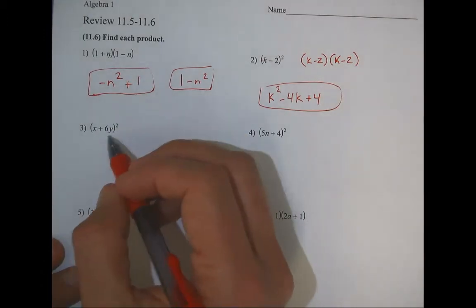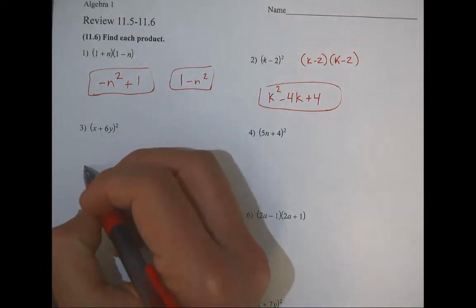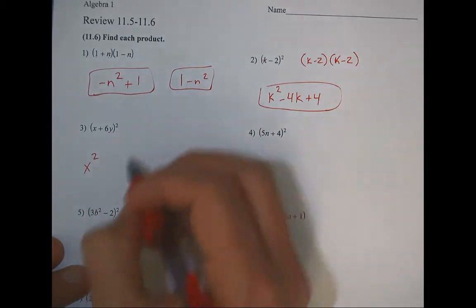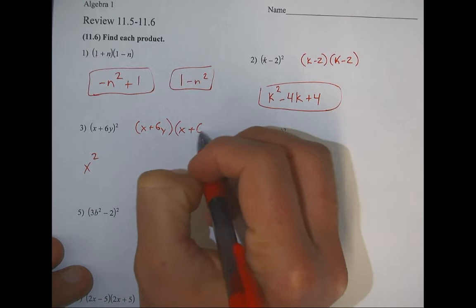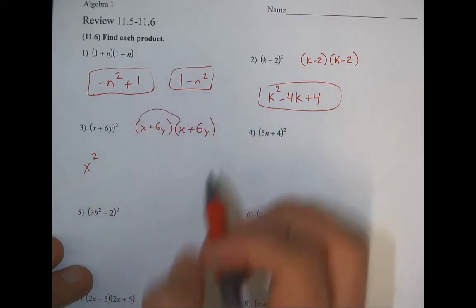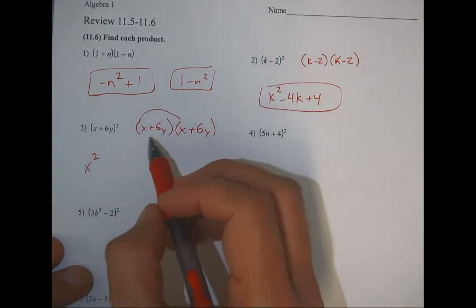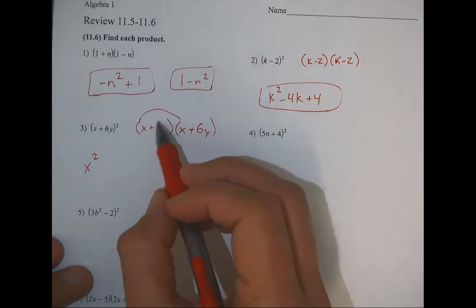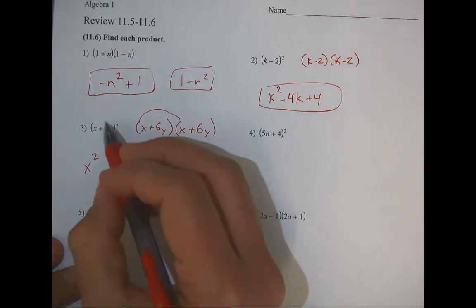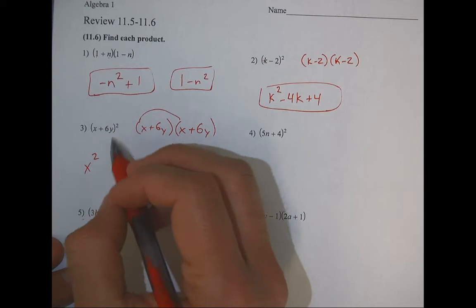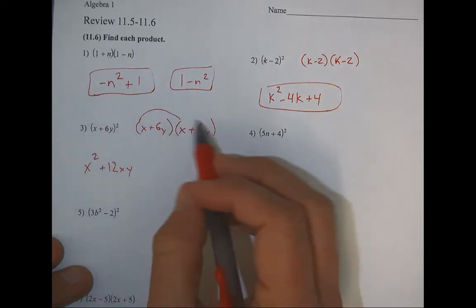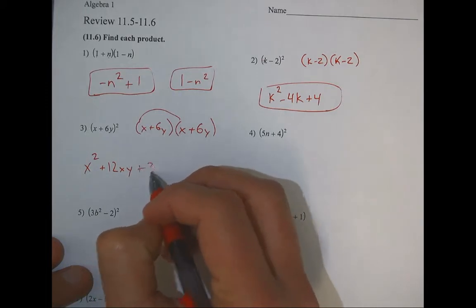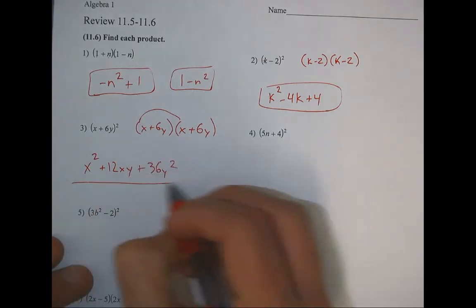Okay, number 3, squaring it. You're going to have an x squared, because again, this is times itself. The first term always comes from these two multiplied. Then you would have a 6xy and another 6xy, so you can always multiply these together and double it. That's going to be a 12xy. And then the last one comes from these two being multiplied, so that's a 36y squared.